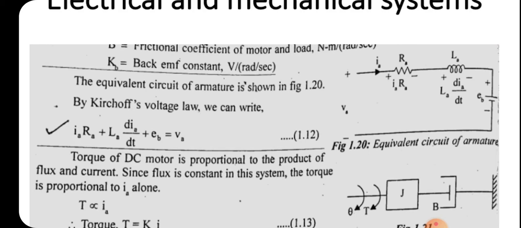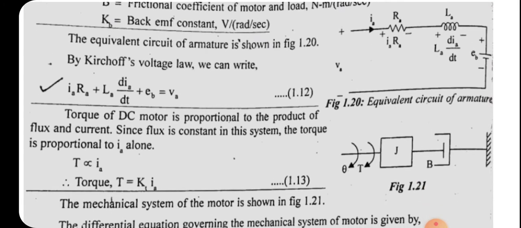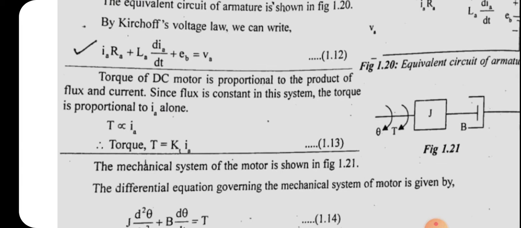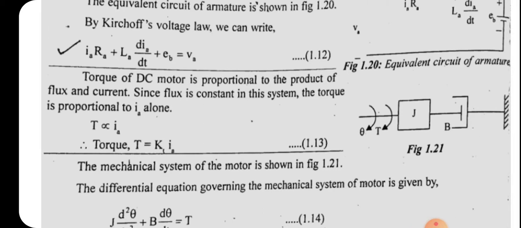So this is the equation for the electrical circuit. Also, whenever a voltage is applied and back EMF is developed, there will be a torque on the DC motor, and the torque of the DC motor is proportional to the product of the flux and current. And since flux is a constant in the system, the torque is proportional to current alone.